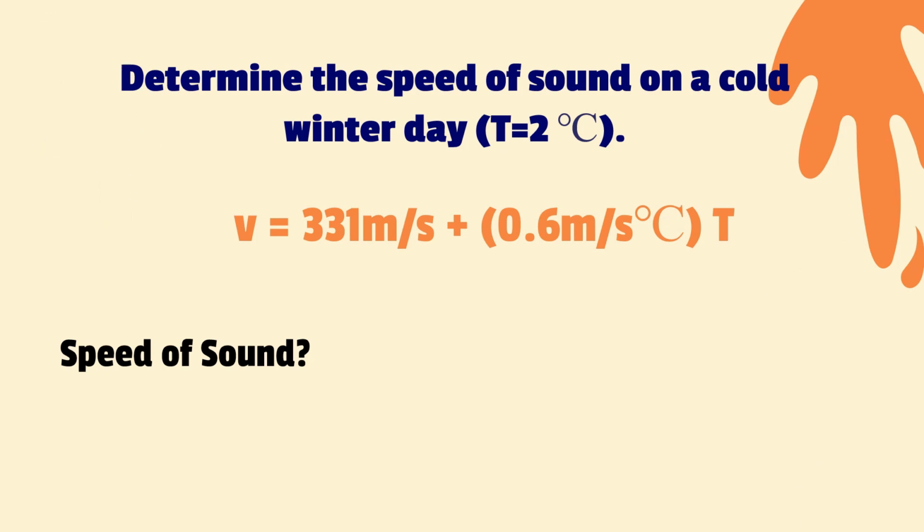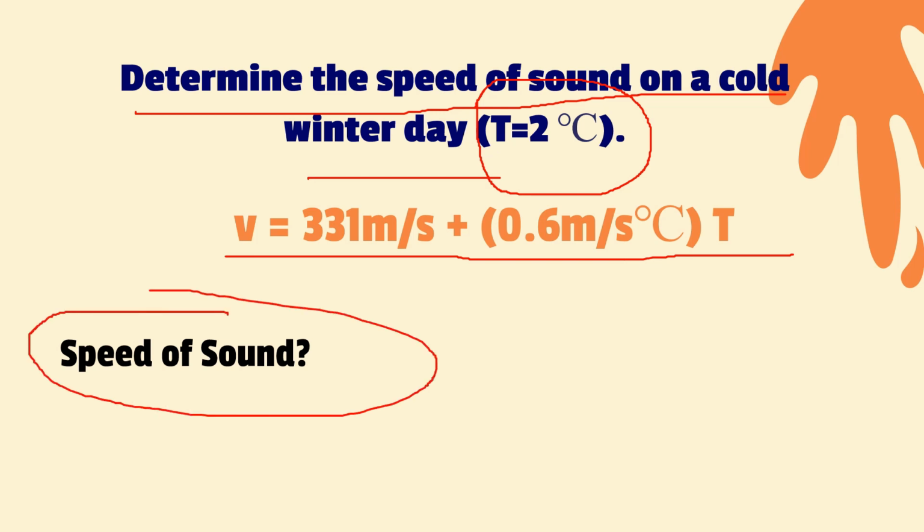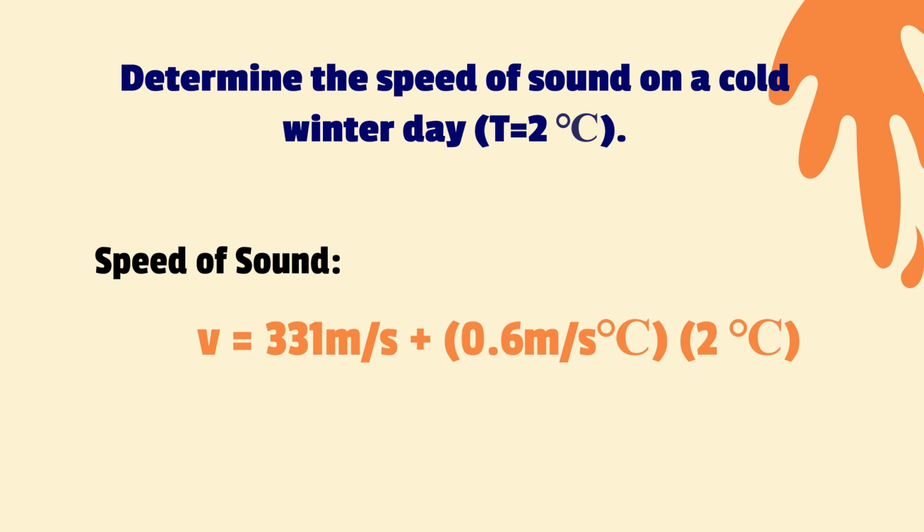We have here: determine the speed of sound on a cold winter day, which has a temperature of 2 degrees Celsius. So, using the formula of V is equal to 331 meters per second plus 0.6 meters per second degrees Celsius multiplied by the temperature. So, ano ngayon ang speed of sound? So, we're going to use the formula again, V or the speed of sound is equal to 331 meters per second plus 0.6 meters per second degrees Celsius times 2 degrees Celsius.